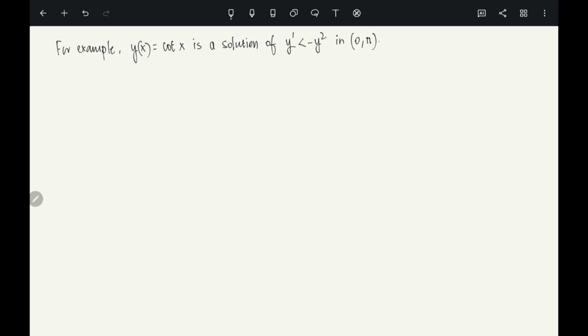Now you do understand what I'm trying to say. The idea is this: for most nonlinear equations, at least first order, here we are talking about first order.